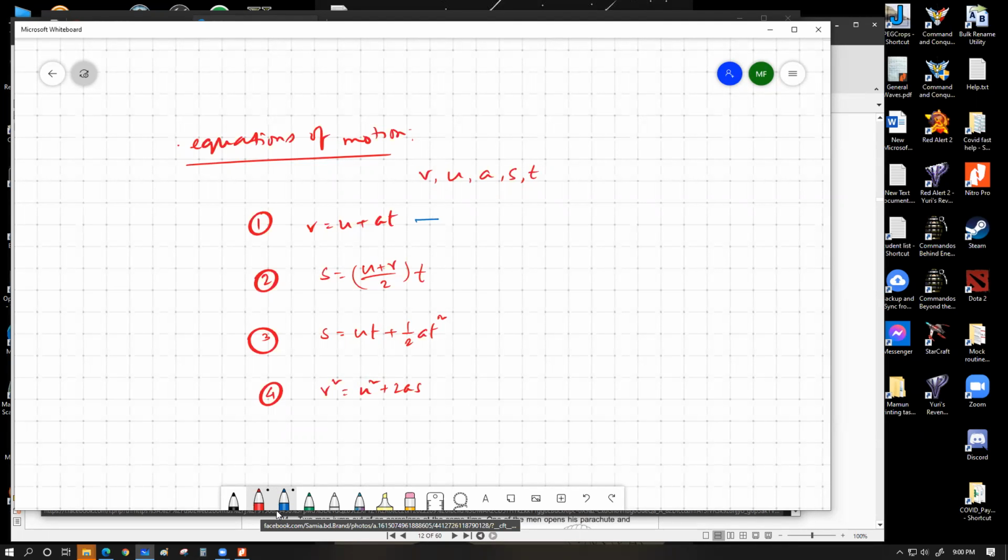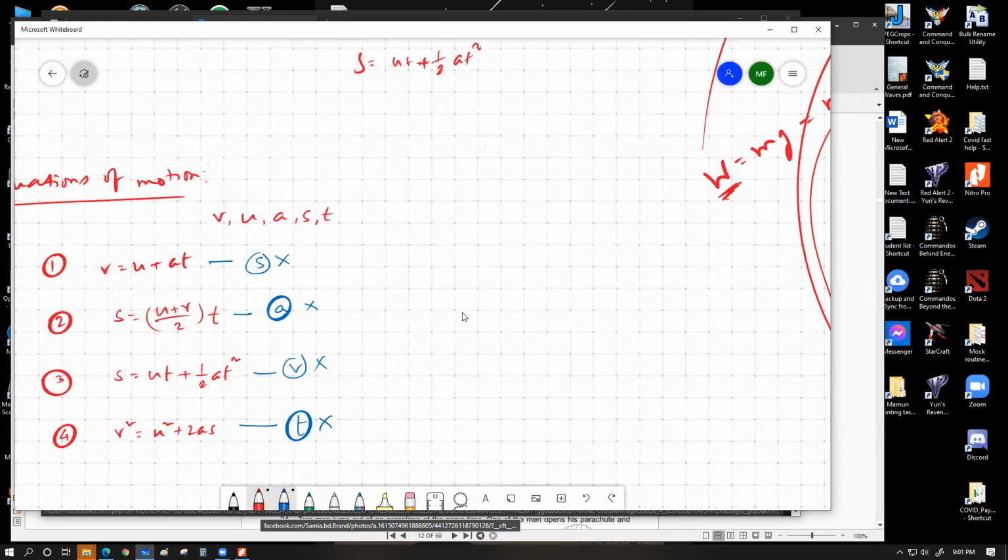For the first equation, the missing variable is s. For the second equation, the missing variable is a. For the third equation, the missing variable is v. For the fourth equation, the missing variable is t. Depending upon these 4 observations, we can judge and choose which equation we are going to use for which math. Let me give a very simple example.